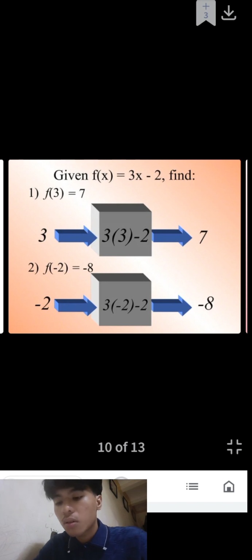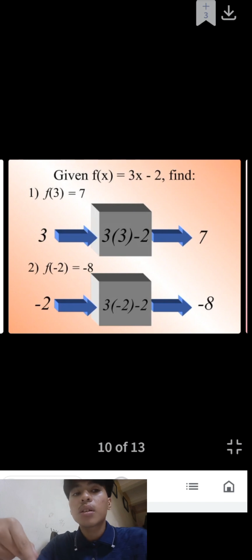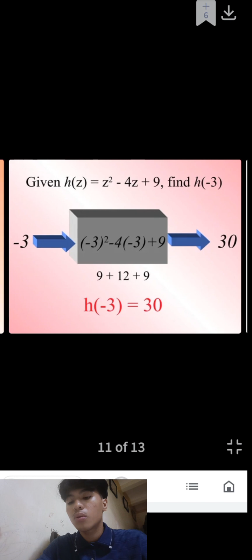Okay, so number 2. f(negative 2). Here we're going to multiply negative 2 by 3, so that is negative 6, and then minus 2 again. So it comes out to negative 8.